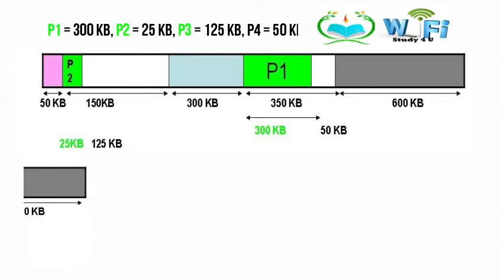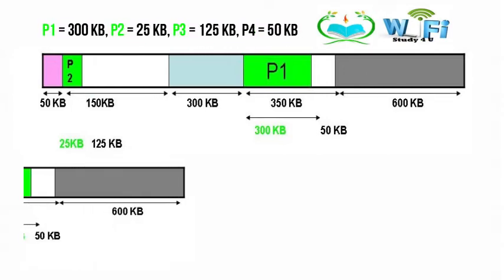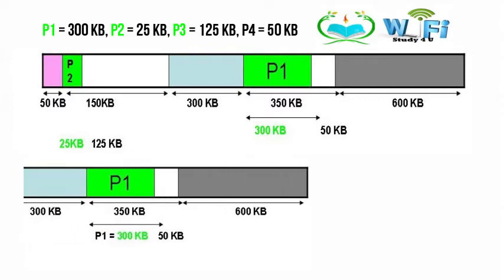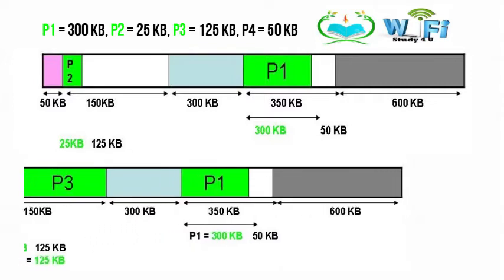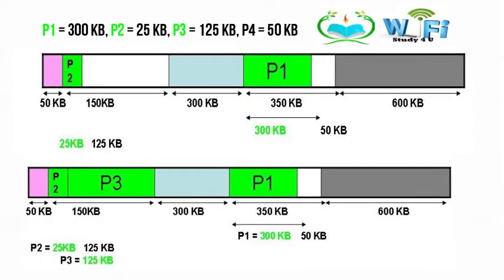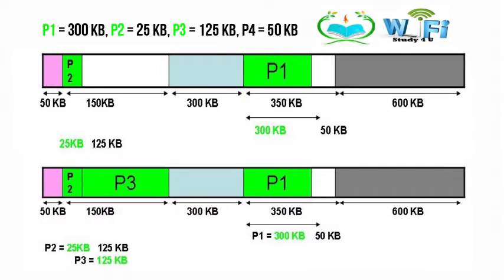Now third will be figure C. P1 already occupies 300 kilobyte in 350, and P2 occupies 25 kilobyte in 150 kilobyte. The remaining free spaces are 125 and 50. So P3, which is 125, will be stored in the 125 remaining just after P2. P3 occupies 125.